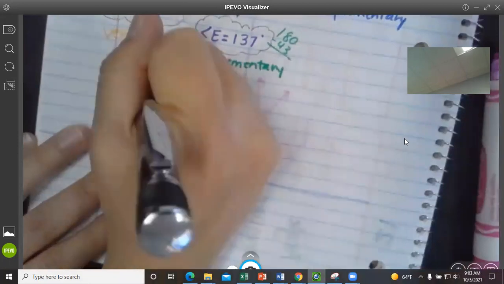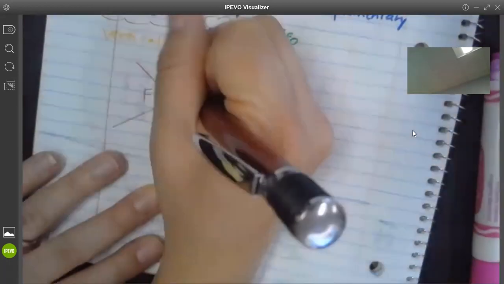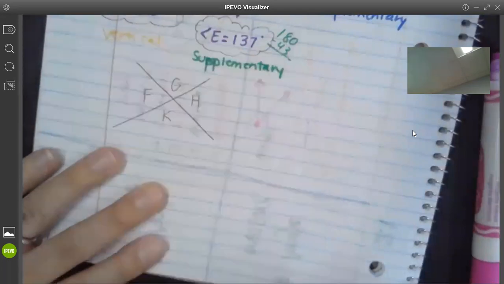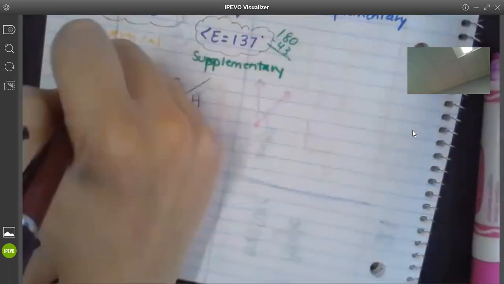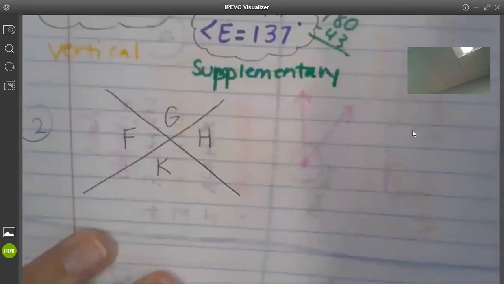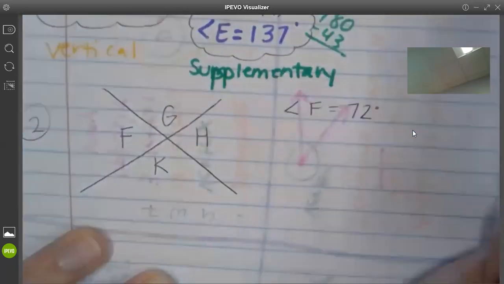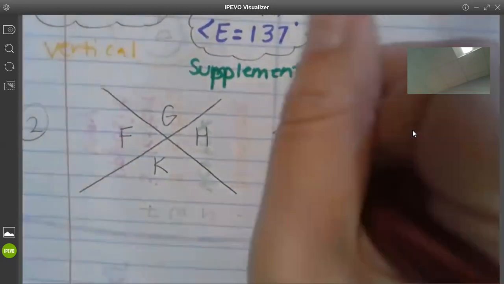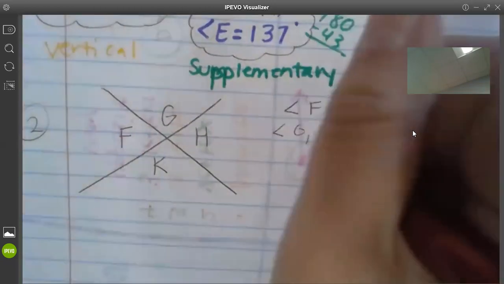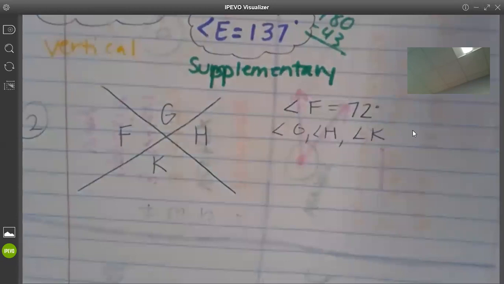All right, so this is F. F, G, H, and K. All right, and they will tell you angle F is 72 degrees. So what you're gonna find are G, H, and K. F is 72.